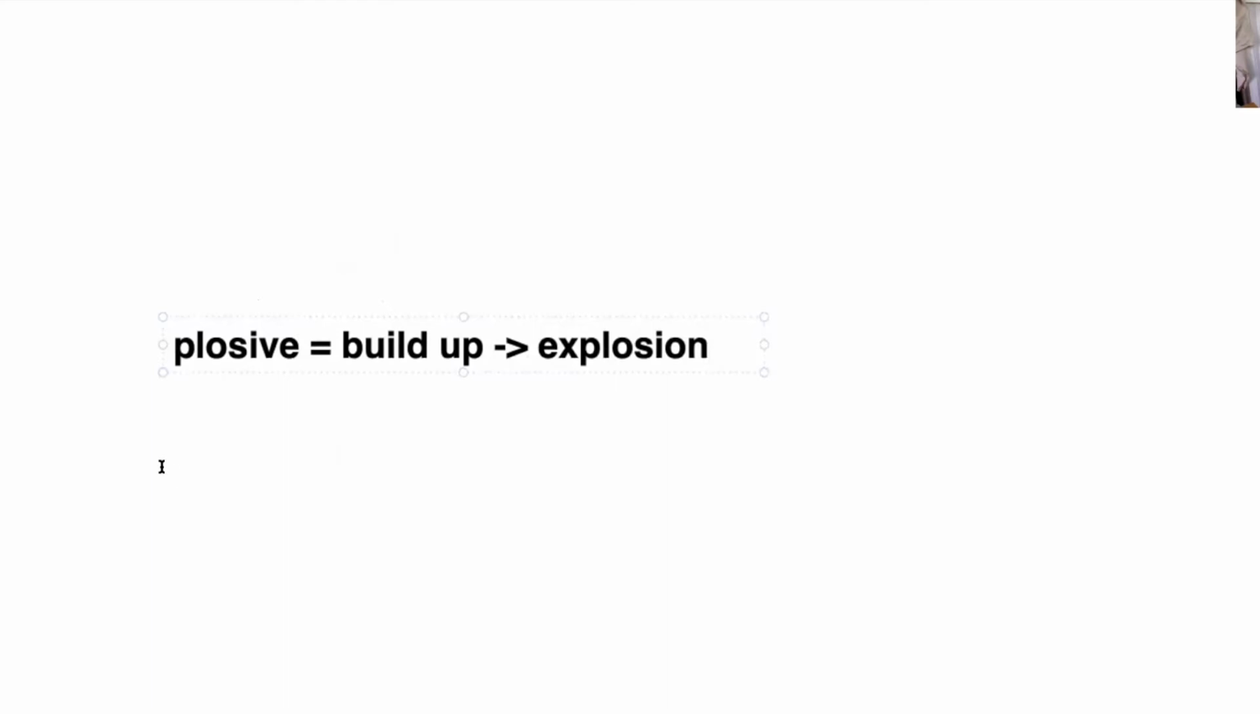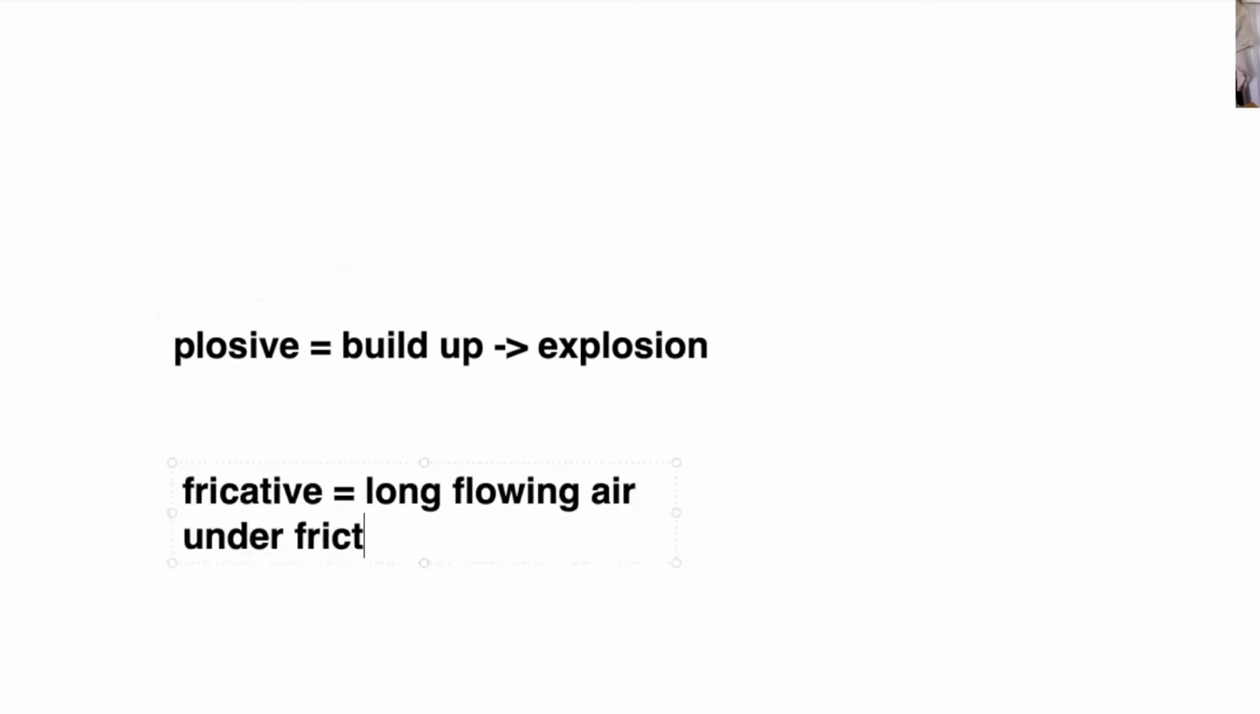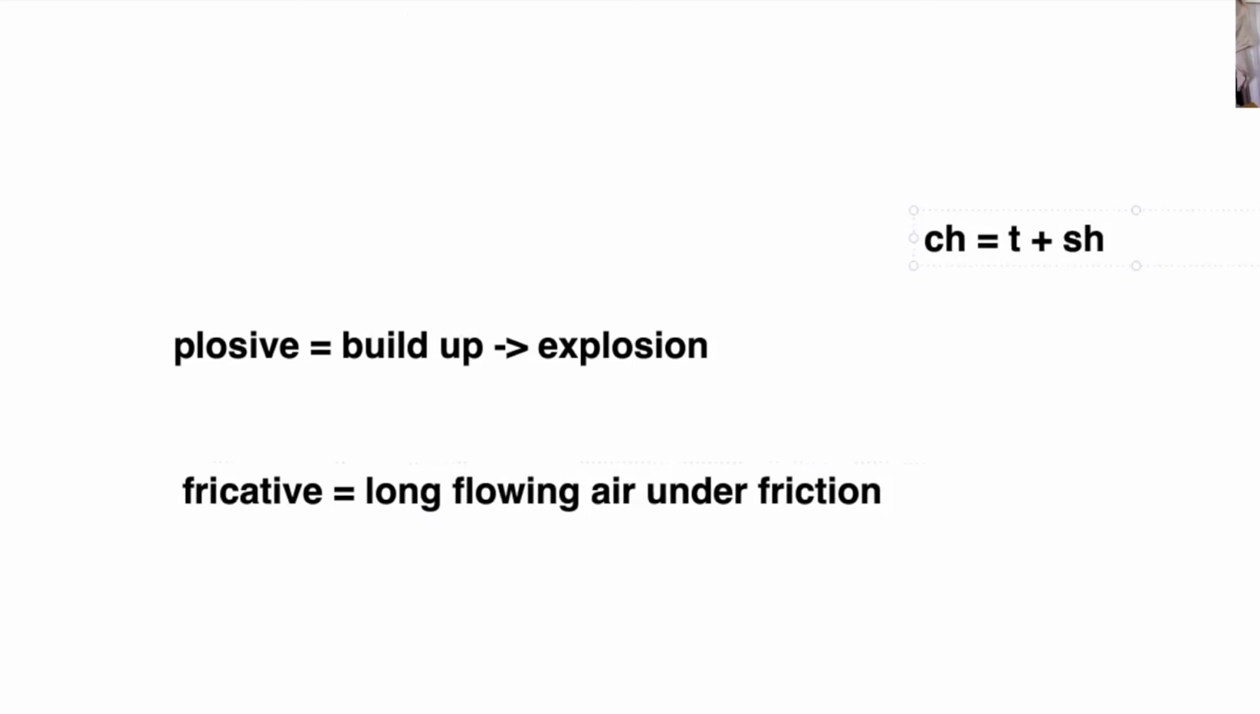And the fricative has the long flowing air under friction. So when we do ch, it actually equals the plosive t and the fricative sh. They're both voiceless, aren't they? So ch is voiceless. What does that mean? It's a t and a sh. We have a build up with the t and explode it into the fricative.